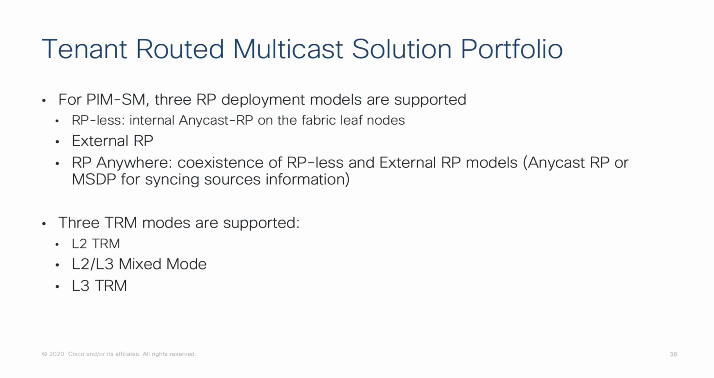L2 TRM, which is out of the picture because we are aiming for the layer 3 functionality here, where the traffic can be routed. Then L2-L3 mixed mode and L3 TRM. Here we're going to be talking about L3 only, but what is L2-L3 mixed? Well, it's a scenario for the fabric where you still have first generation Nexus 9000 in place.